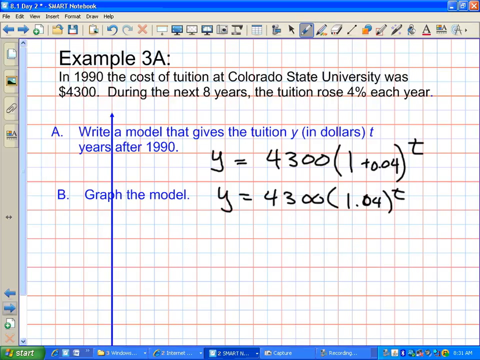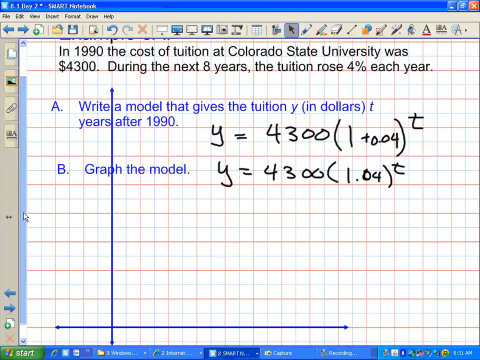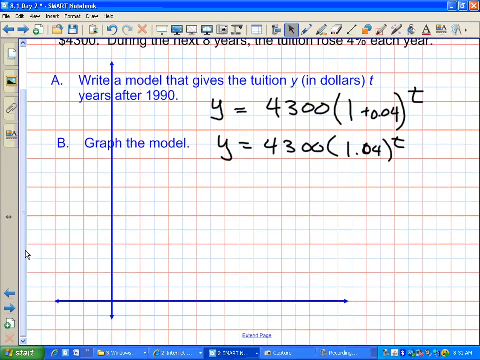But those are the different parts. That is my model. Let's go ahead and graph this. Now I'm going to pull out my handy dandy calculator.